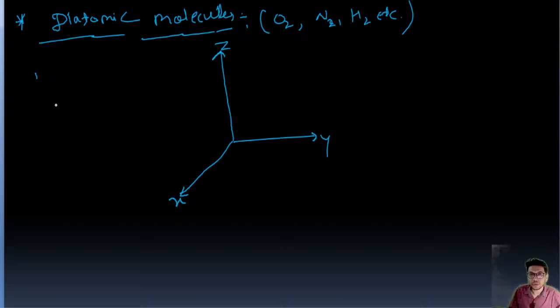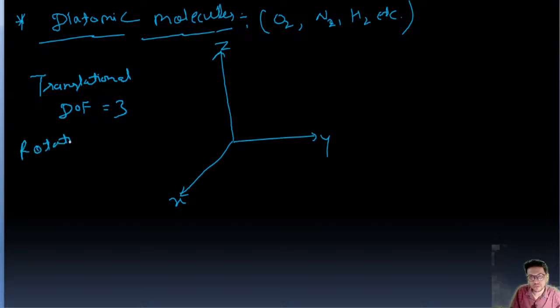Okay, so for diatomic molecules, there are 3 types of degrees of freedom, right? Translational, rotational, and vibrational. Translational DOF is 3 for a diatomic molecule, and rotational degree of freedom is 2.